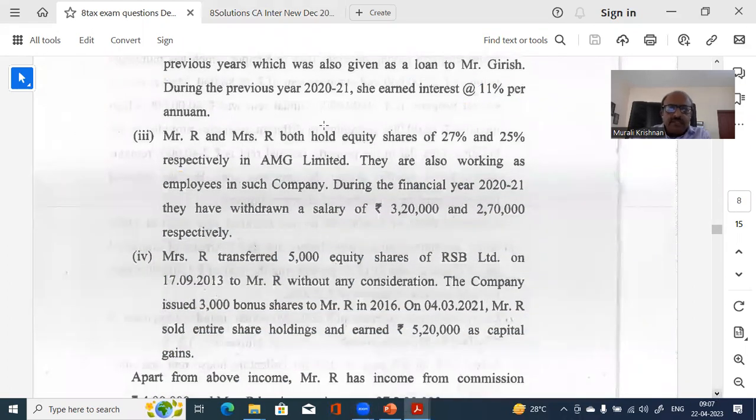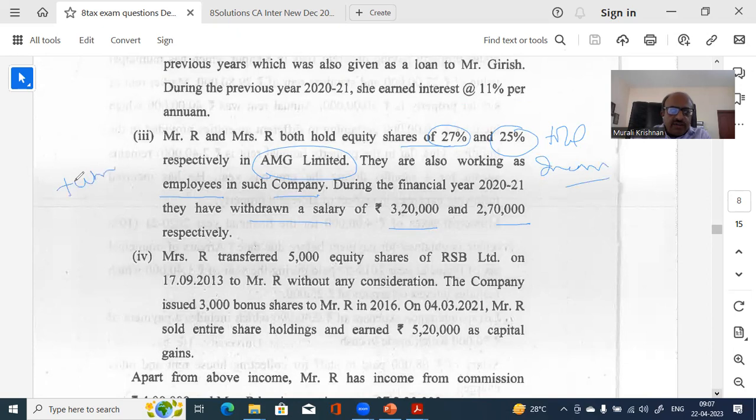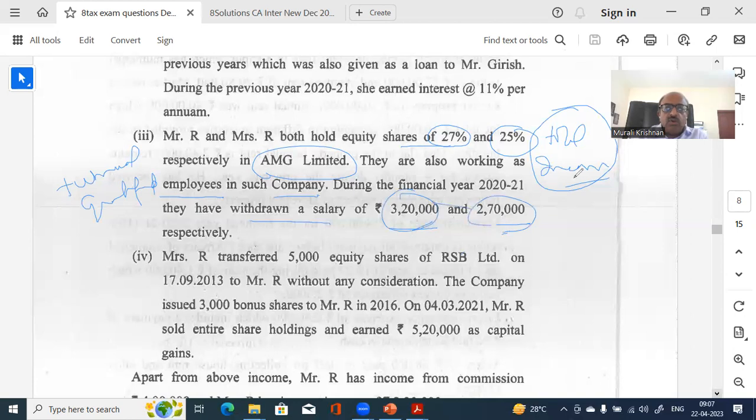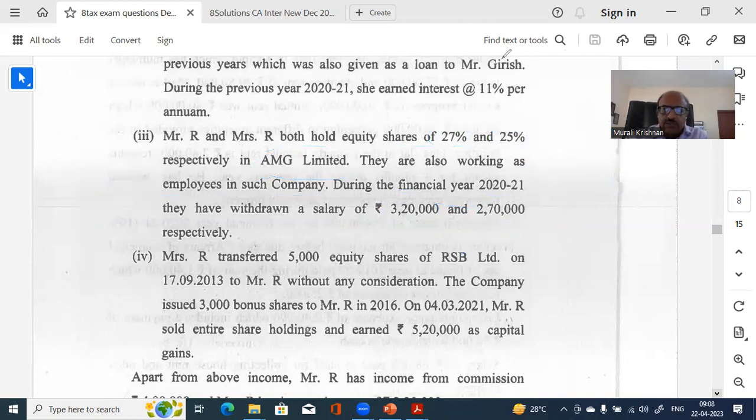Now, Mr. and Mrs. R hold equity shares of 25% and 28% in AMG Limited. And they are also working as employees in such company. During the financial year, they have drawn a salary of 3,20,000 and 2,70,000. Now the question is, it will be clubbed in the hands of that person whose total income is more, assuming that they are not technically qualified. It will get clubbed in the hands of the person whose total income is more. So you cannot just decide based on this. No, total income, not the income relating to only salary. I'm just highlighting these points because they are very delicate points. I just cannot teach these things at the time of class.